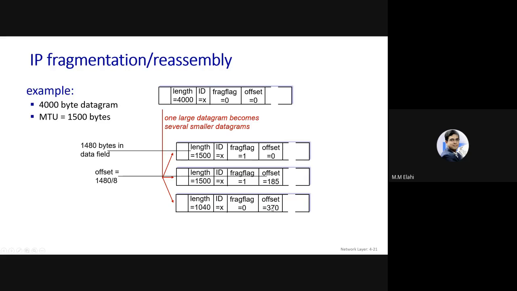Now, what happens if fragment number 3 comes before number 2? No problem. The receiver will sort according to offset. Right? So this is the logic.